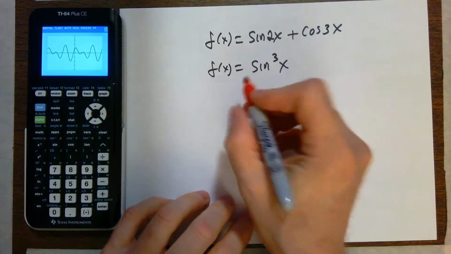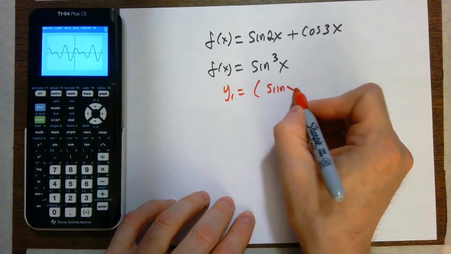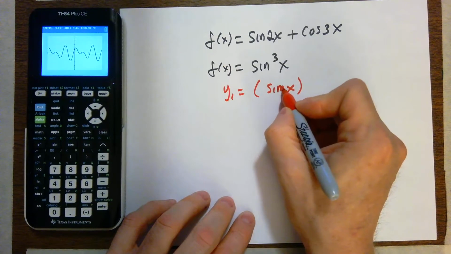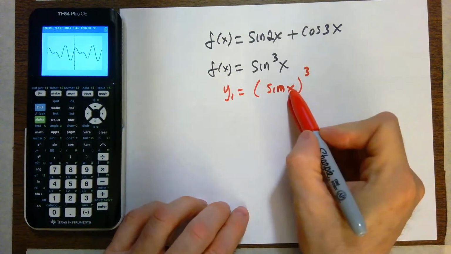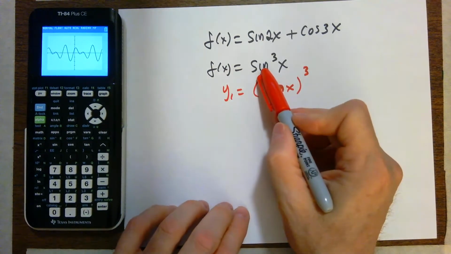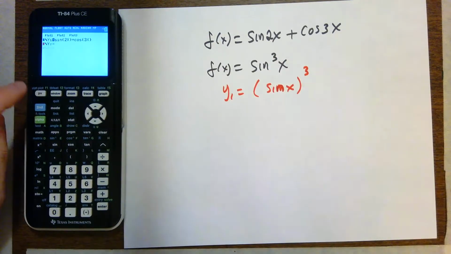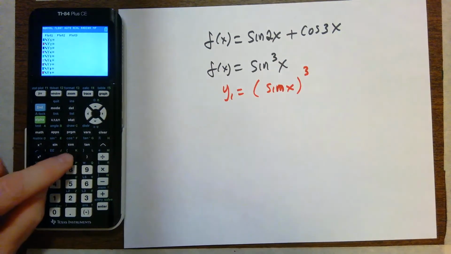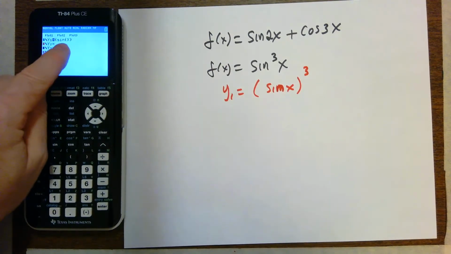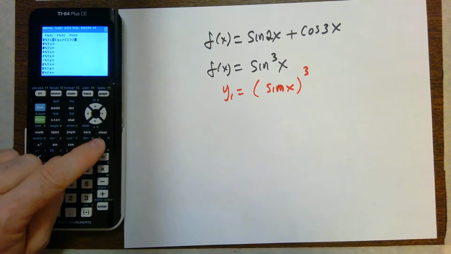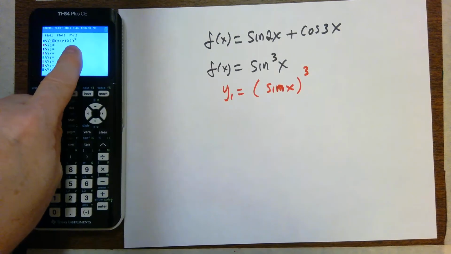In our calculator, in y1 we're going to put in the sine of x with parentheses around it, cubed. Be careful, this is not the sine of x cubed, this is the sine of x, cubed. So in my y equals, clear out the stuff that's in there, open parentheses, the sine of x, close parentheses, and then to the third power. So I've got the sine of x cubed.